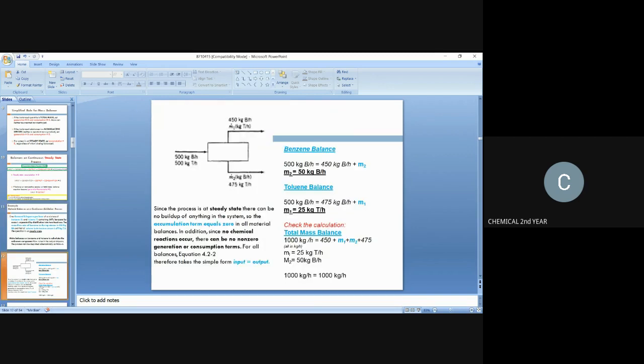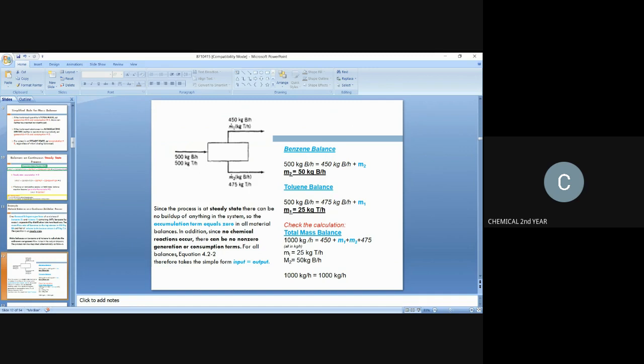You have to assume the basis of 1000 kilogram per hour, and it is given that 50 percent is benzene and 50 percent is toluene. So 500 kilogram per hour of benzene and 500 kilogram per hour of toluene. Next, they have given the top product is 450 kilogram benzene per hour and the bottom product is 475 kilogram toluene per hour.